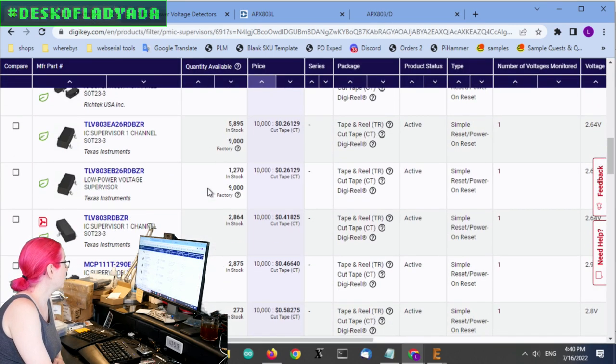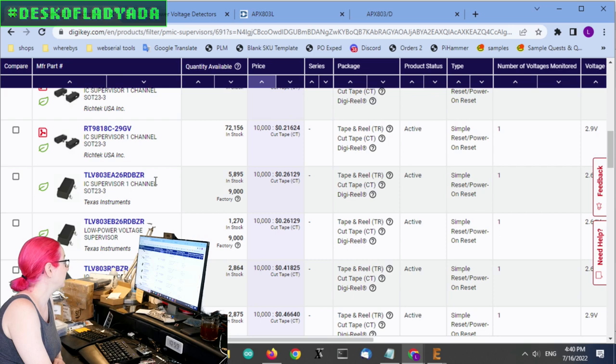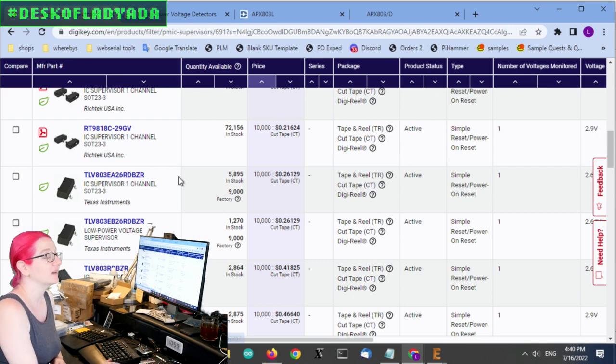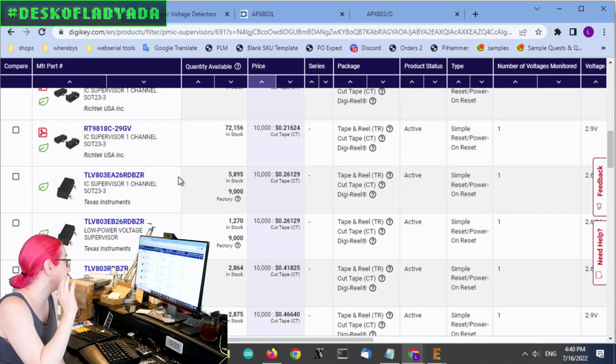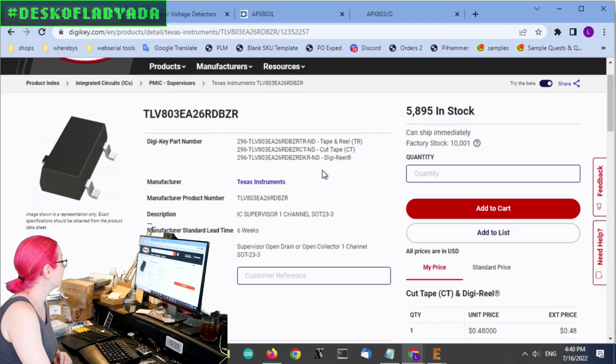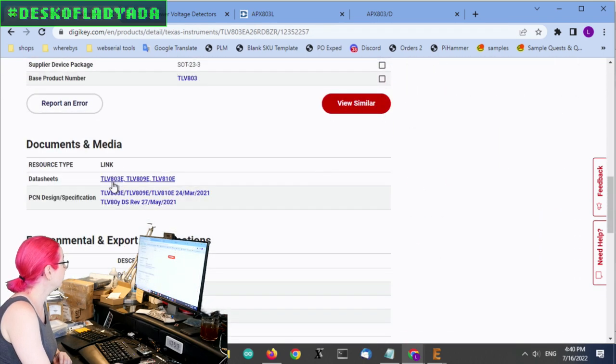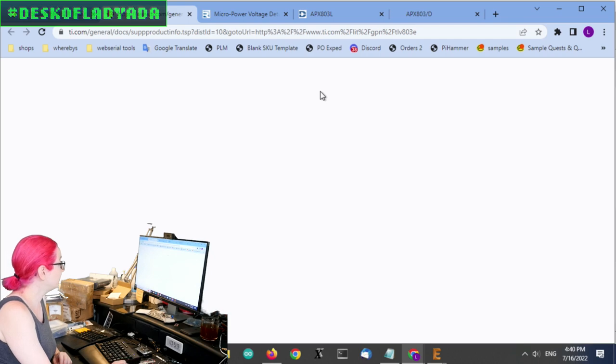And then let's look at one more option here, the TLV803EA26. Also nice, the voltage is much closer. Again, it's all about trade-offs. The voltage here is going to be 2.6 volts. You can kind of tell by that 26. But let's also make sure that this is the right pinout. So looking at this data sheet.